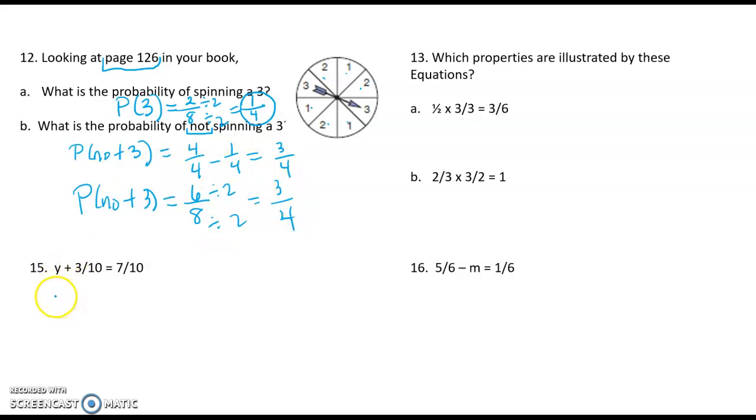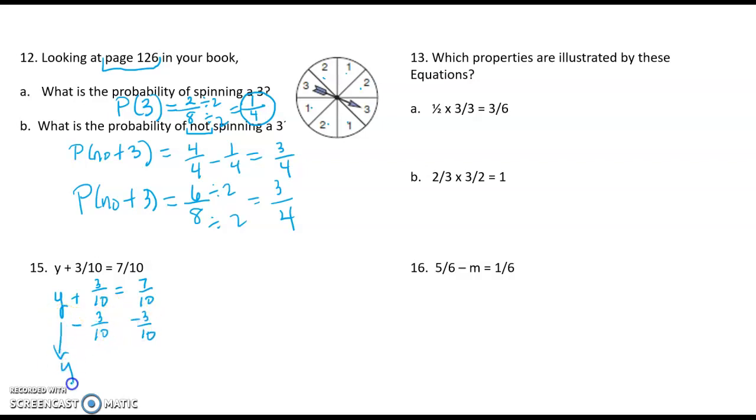All right, so 15 would look like this. I know it looks kind of funny when it's hard to divide when you're typing it out in a document, but this is what this looks like. We're adding. Okay, y plus 3/10 equals 7/10. And I want to know what y is. So I have to do the opposite of addition, which is subtraction. And then what I do to one side, I have to do to the other side, right?